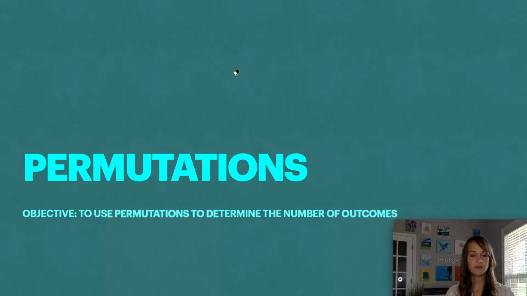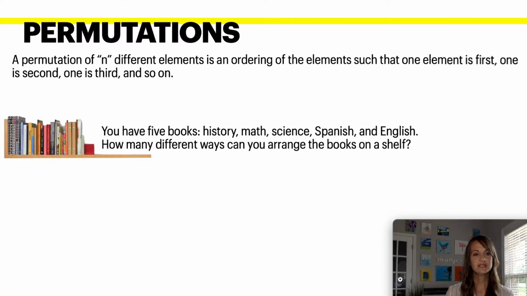In this video, I'll be discussing permutations and how to use permutations to determine the number of outcomes. A permutation of n different elements is an ordering of the elements such that one element is first, one is second, one is third, and so on. For example, you have 5 books: history, math, science, Spanish, and English. How many different ways can you arrange the books on the shelf?